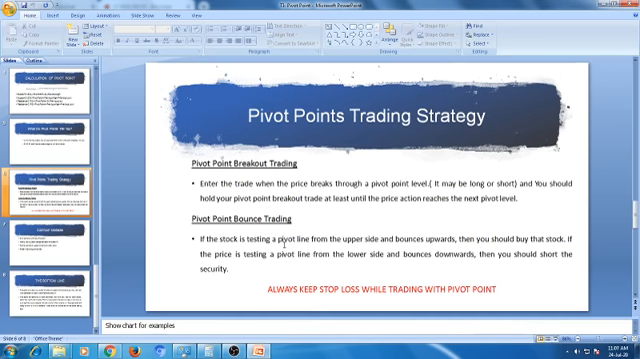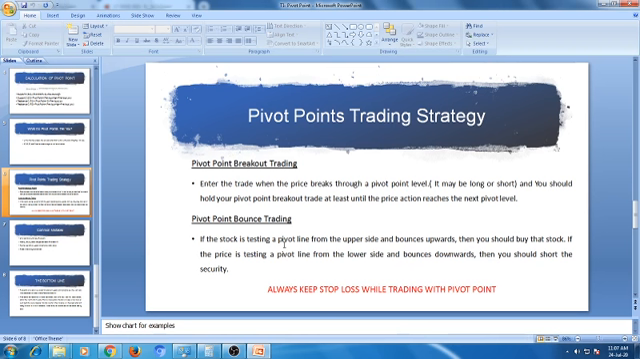Okay, trading strategies. There are two normally followed trading strategies following pivot point. One is pivot point breakout trading. That is, enter a trade when the price breaks through the pivot point. It may be long or it may be short. You should hold your pivot point breakout trade at least until the price action reaches the next pivot level.